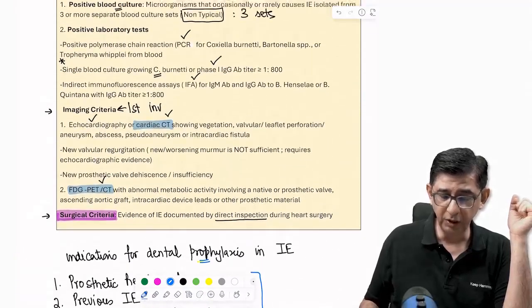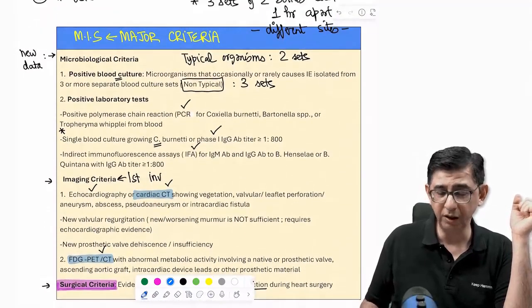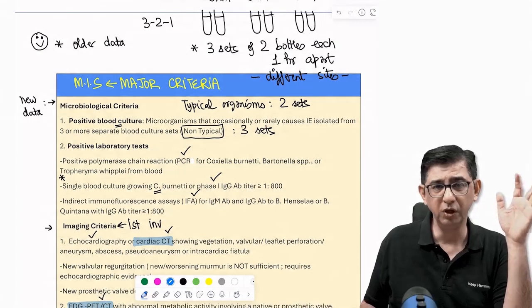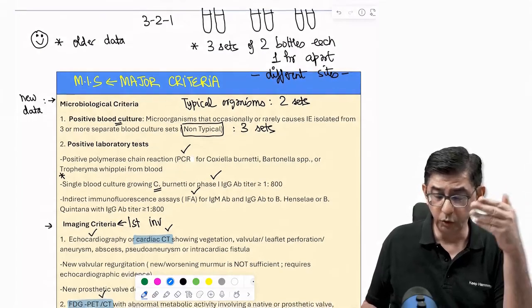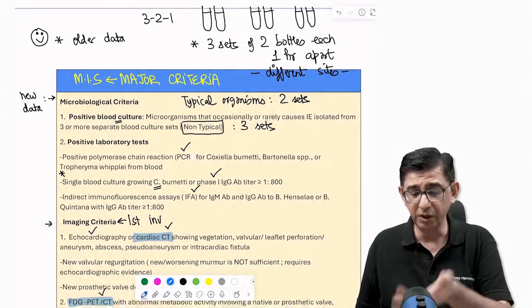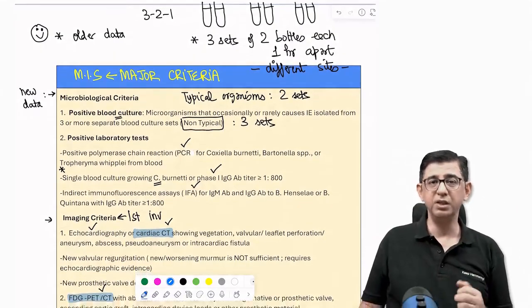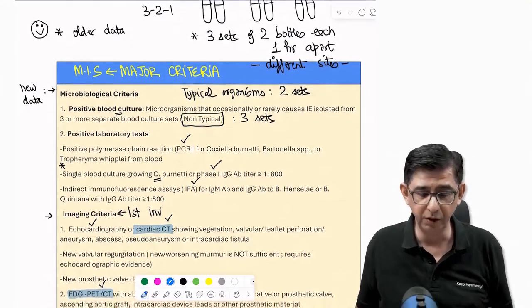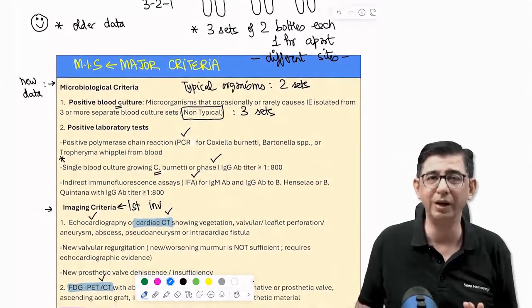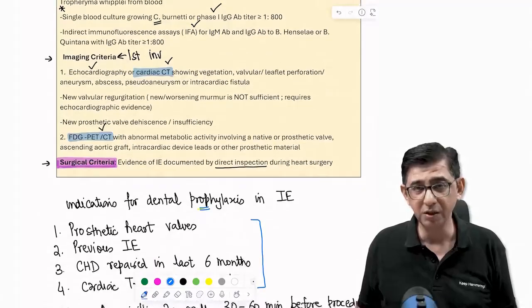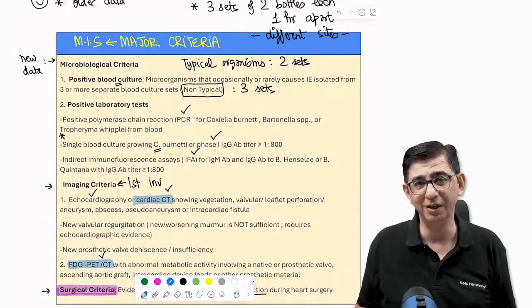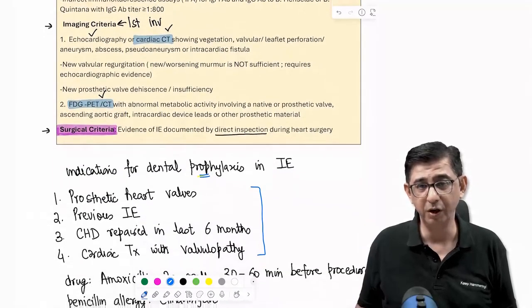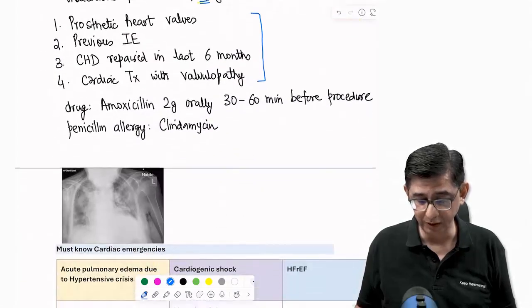The most important thing for this is MIS. Don't get confused or worried about whether I will say new data or older data. Both are valid, he says. Obviously, the newer technology we have to embrace. He says don't make culture the gold standard. Diagnose with PCR. Use antibodies for detection, and if PCR is available, then gradually, in the coming time, we will remove blood culture from here. Okay, MIS: M is microbiological, I is imaging, and S is the surgical criteria. I've deliberately colored the surgical criteria separately because this is a new thing that has been added in the discussion.